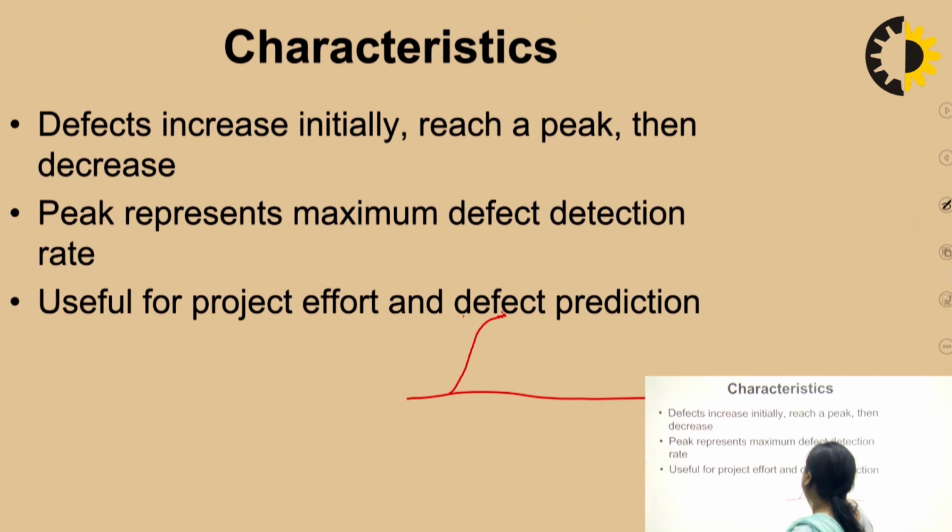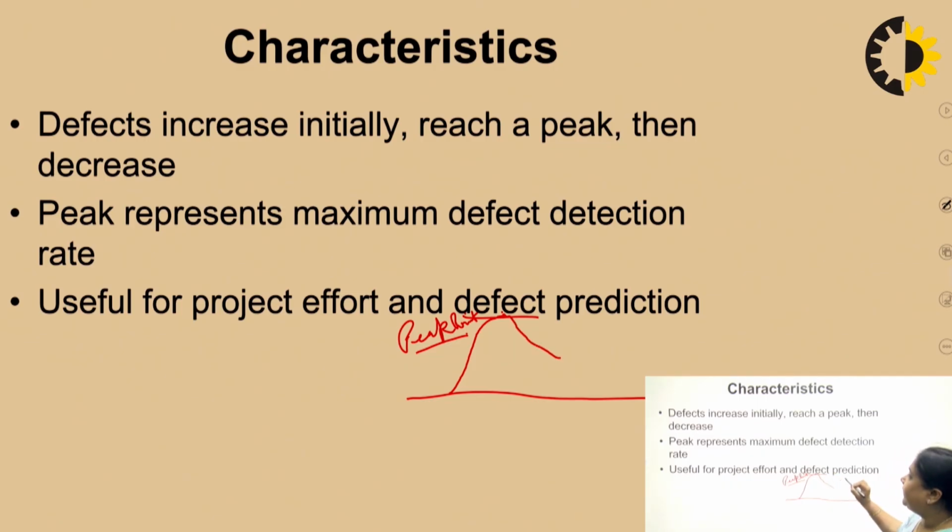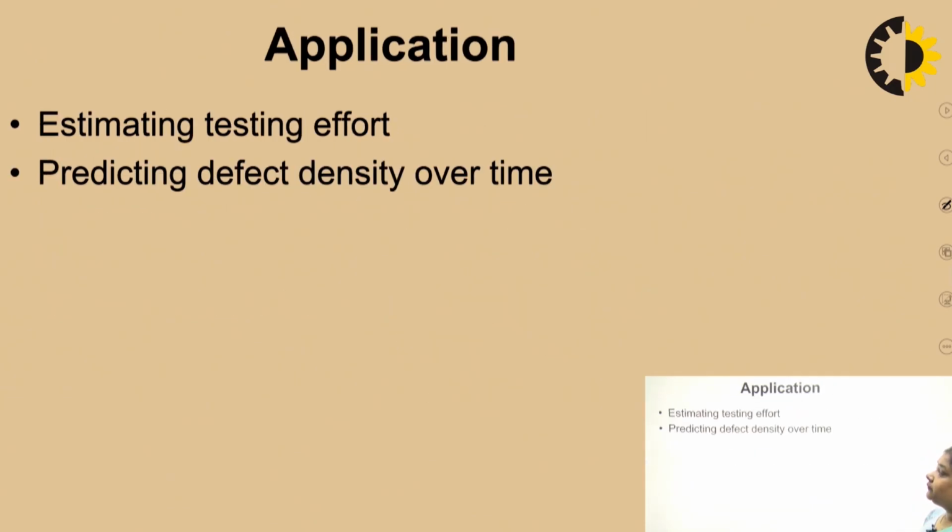Now suppose we have this as a peak point, and then it starts gradually decreasing over time. So the peak represents the maximum defect detection rate, and it is useful for project effort and defect prediction. The application of this model is estimating the testing effort and predicting the defect density over time.